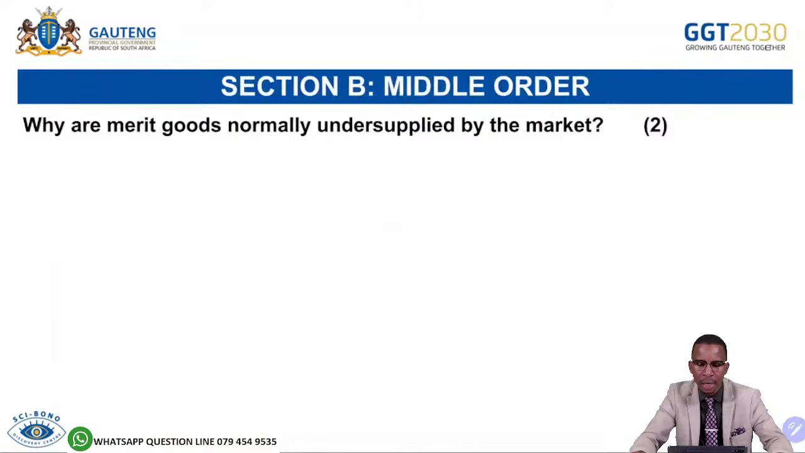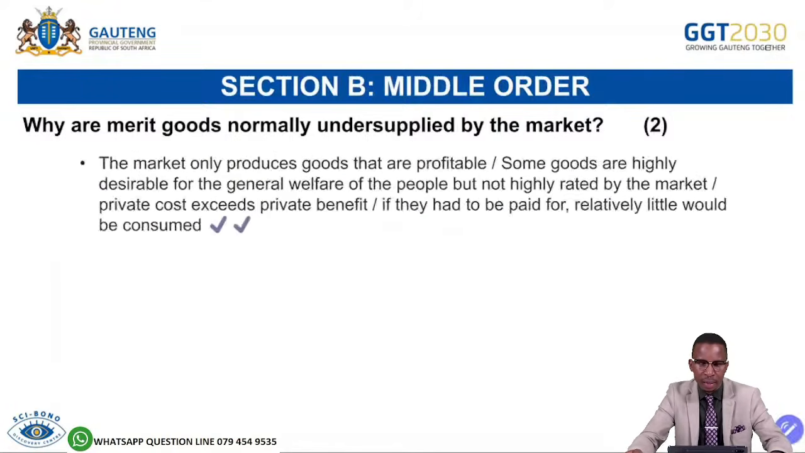Why are merit goods normally undersupplied by the market? Remember, if we talk about merit goods, we are on market failure now. Merit goods refer to goods that are beneficial to the entire society. These are goods that include education, healthcare, and the defense force. These goods are undersupplied by the market because they're actually underrated by the market. They're undersupplied because people are not willing to pay for them, and the market is not willing to supply goods and services that consumers are not willing to pay for.